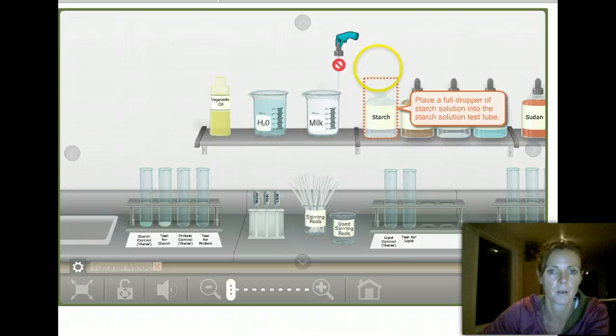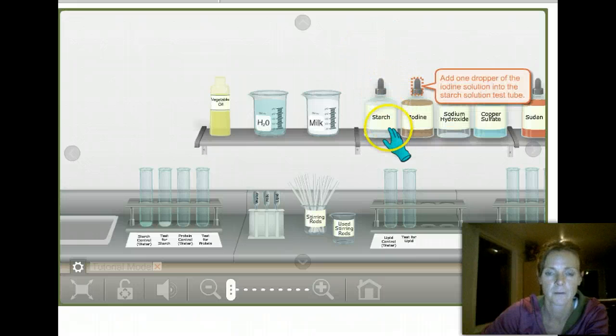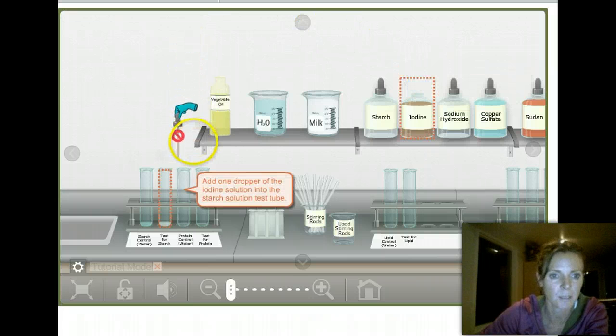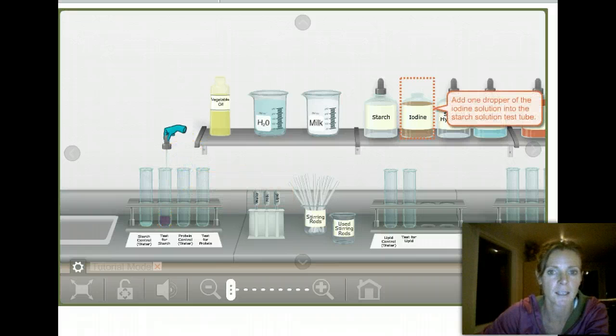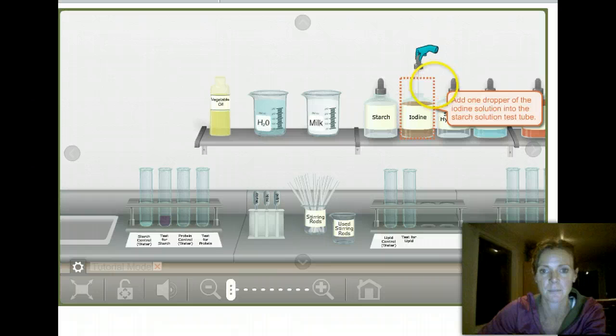Starch, put it back. Add 1 dropper of the iodine solution into the starch solution test tube. Okay, so let's test. This is going to be the positive test. Remember, we already added starch, so we're going to add iodine. Look, it's purple. Yes, that's a positive test because we knew it was starch, right?